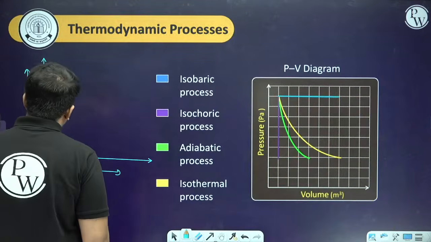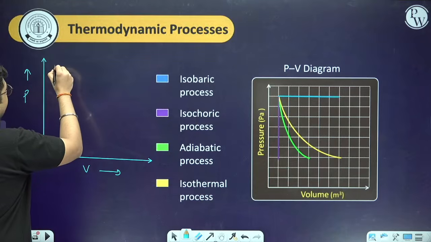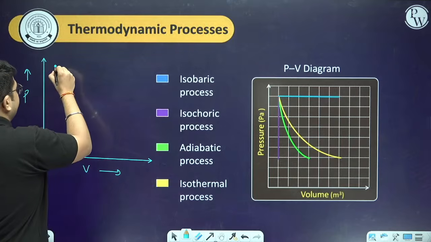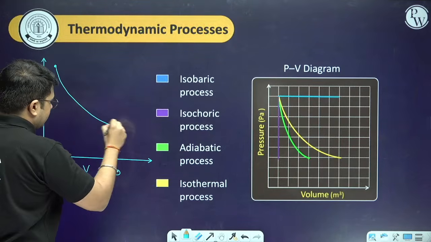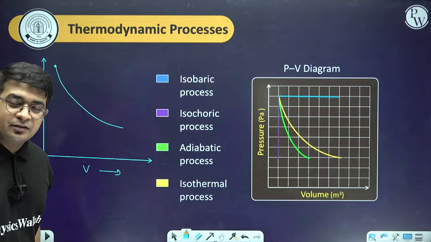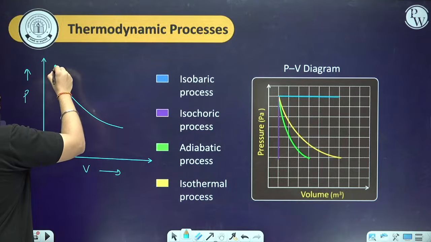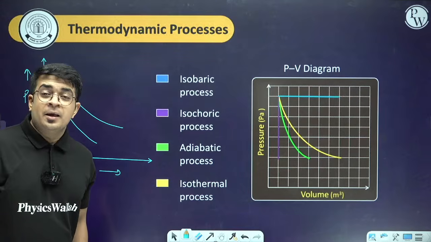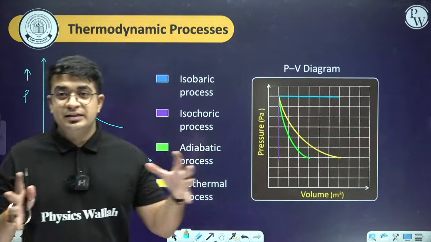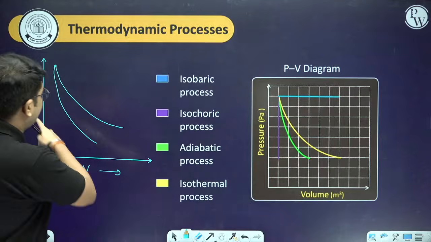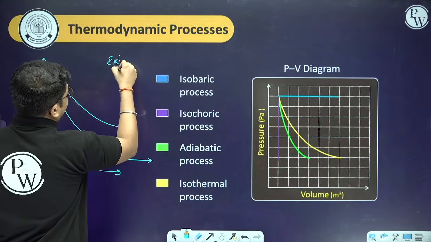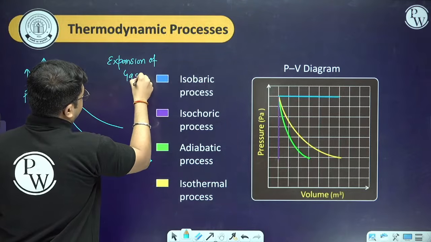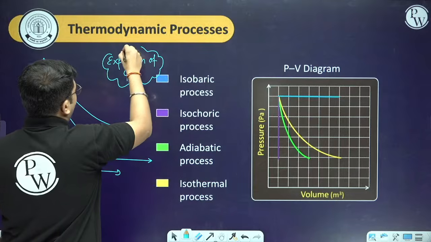So let's say if I talk about the process, initially the pressure was very high and volume was very low, and eventually the pressure starts decreasing and the volume starts increasing. When the pressure is decreasing and volume is increasing, it means you are talking about the expansion. So this curve corresponds to the expansion of gas.